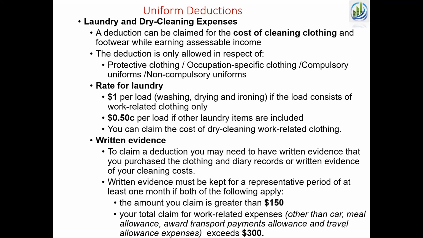If you exceed $150, or if your other work-related expenses exceed $300, yes, you can claim the whole amount, but you must have written evidence to prove that those particular expenses happened. For example, your purchase of the clothing and diary records and everything, you should show to the ATO whenever an audit comes up. But under $150, and other work-related items less than $300, you don't need to. So other work-related items exclude car, meal allowance, award transport payments and travel allowance expenses, right? That's the rule for laundry.